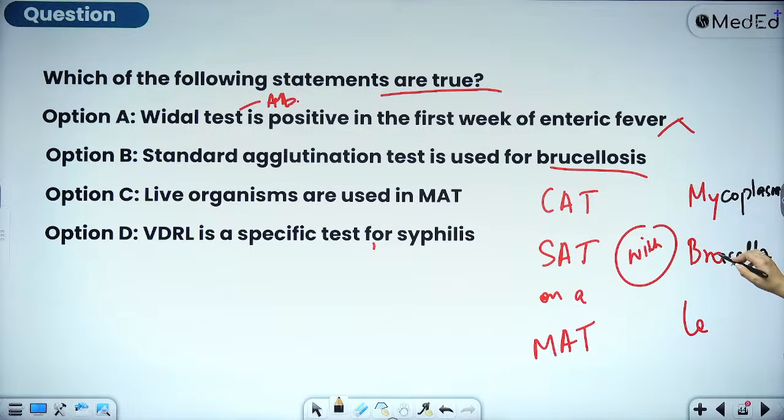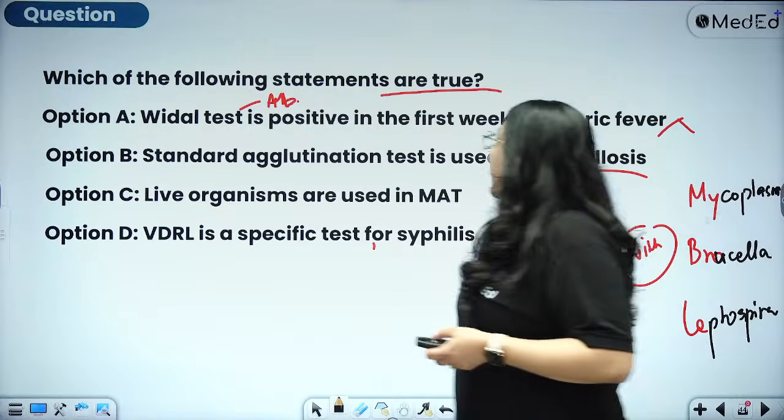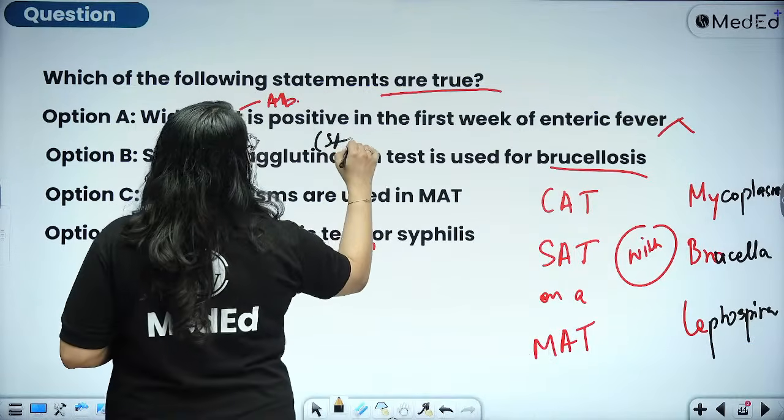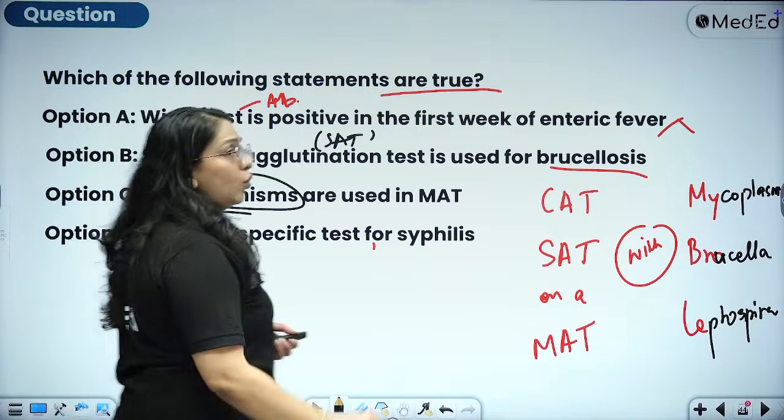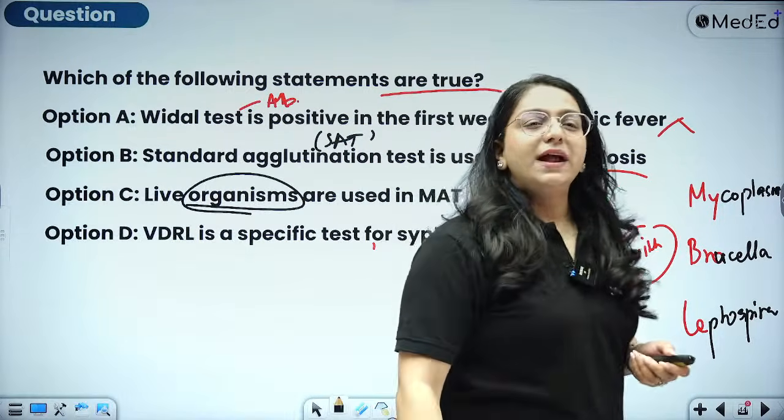Brucellosis or brucella, standard agglutination test. Leptospira, microscopic agglutination test or MAT. So, SAT is for brucellosis. This seems like a correct statement. Live organisms are used in MAT? No. Antigen is used in MAT.